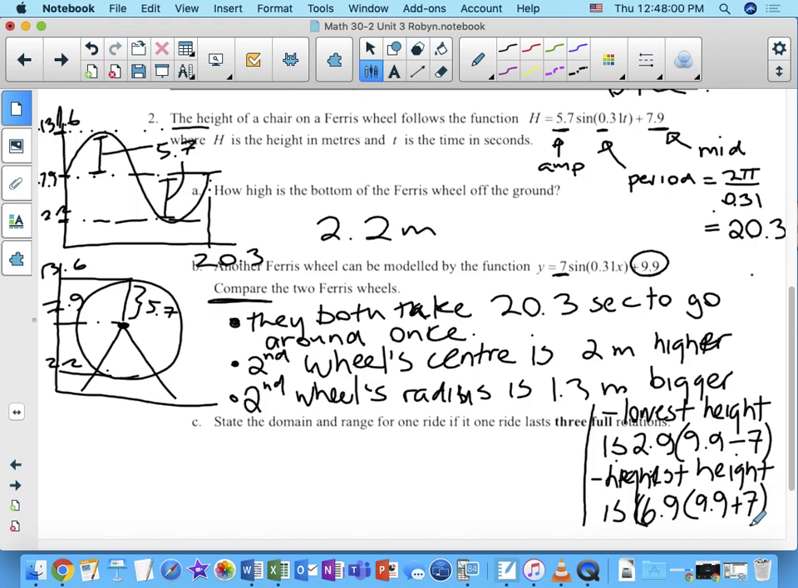Now in part C, what's the domain and range? Now we're talking about the original. If the ride lasts 3 full rotations. We're going back to the original. Let's talk about the range first. That's like the range in heights. What possible types of heights could you have? What's your lowest height? What's your highest height? 2.2, or 13.6, yeah. So this is, by the way, for the original. Okay, so the range is going to go from 2.2 to 13.6.